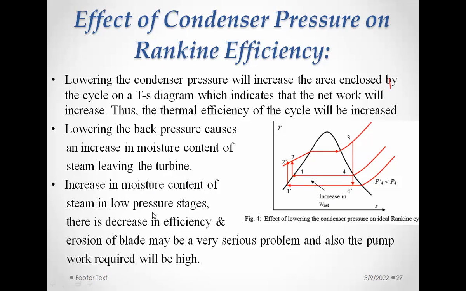Increasing moisture content of steam in lower pressure stages decreases efficiency. Erosion of blades, meaning blades of the turbine, may be a very serious problem, and also the pump work required will increase. Okay. So this point we already covered in the vapor power cycle. Lowering the condenser pressure increases the efficiency of the plant, but also increases the moisture content in the steam. Anybody have any doubt in this? Okay.